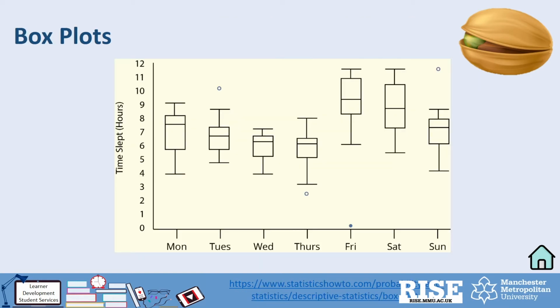Box plots. A box plot displays the 5-number summary of a set of data, thus allowing for easy comparison between multiple datasets. The 5-number summary is the minimum value, the first quartile, median, third quartile, and the maximum value of the dataset.